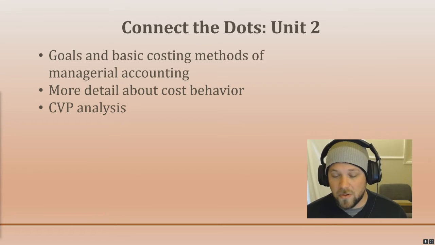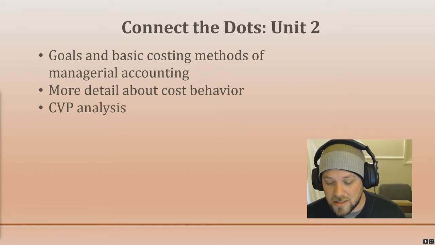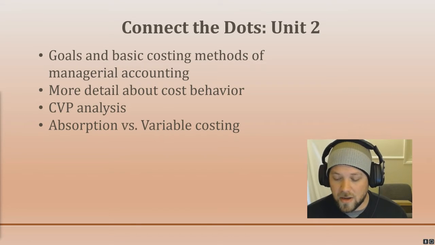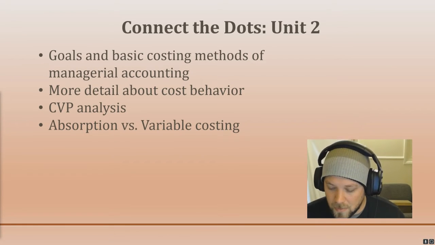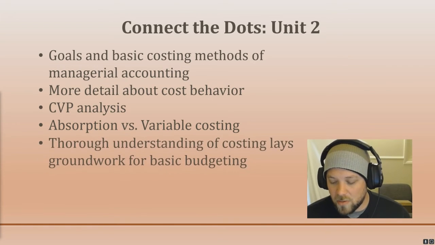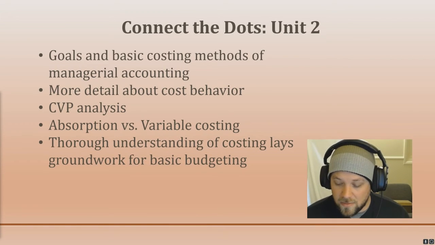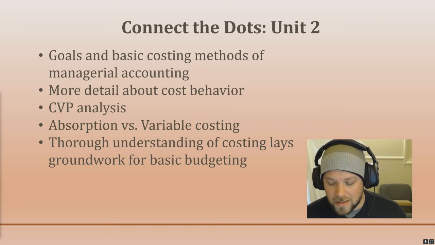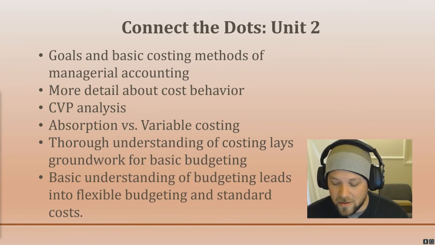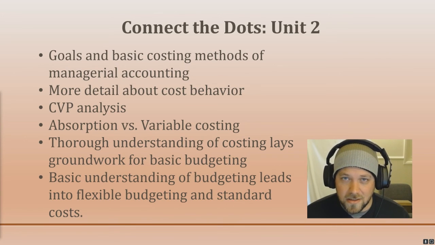Having established more thorough classifications of costs in Chapter 18, we can begin to understand the differences between absorption and variable costing and how to use these methods. With a thorough understanding of costing from the previous chapters, we can lay the groundwork for an understanding of budgeting and the various budgeting documents. And lastly, with a basic understanding of budgeting, we can look at budgeting in more detail with flexible budgets and standard costs in Chapter 21.